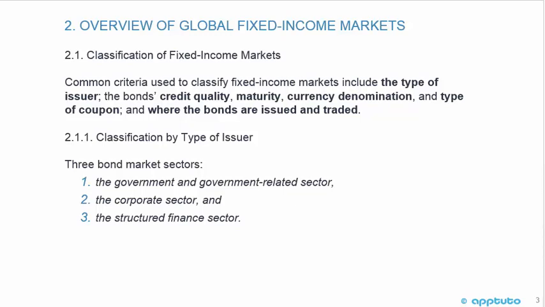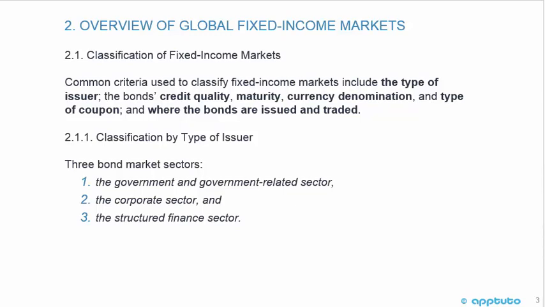Classification of fixed income markets. Common criteria used to classify fixed income markets include the type of issuer, the bond's credit quality, maturity, currency denomination, and type of coupon, and where the bonds are issued and traded.